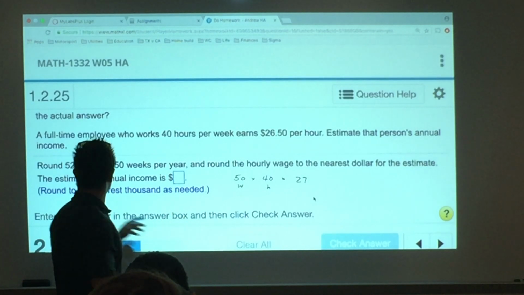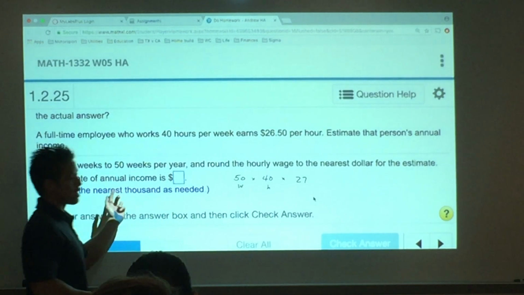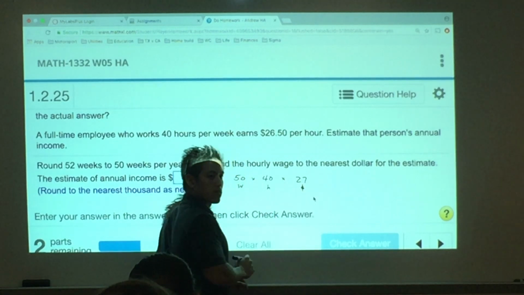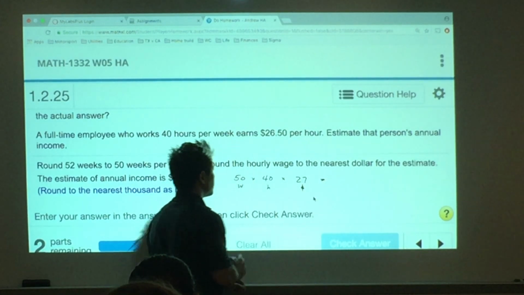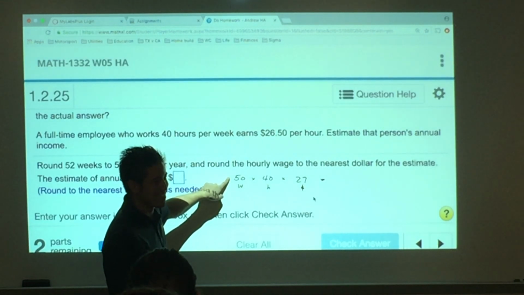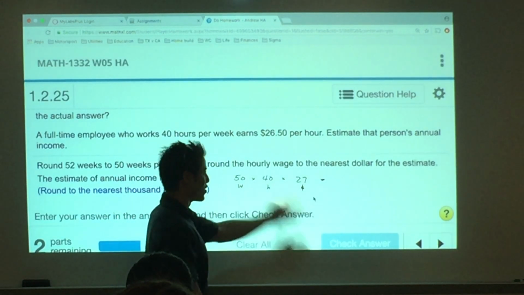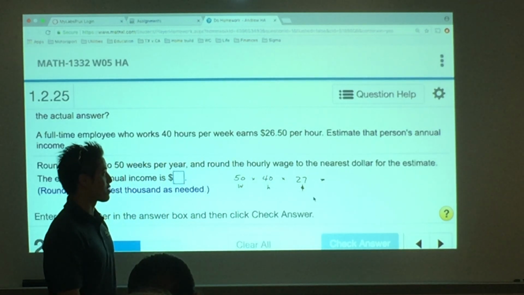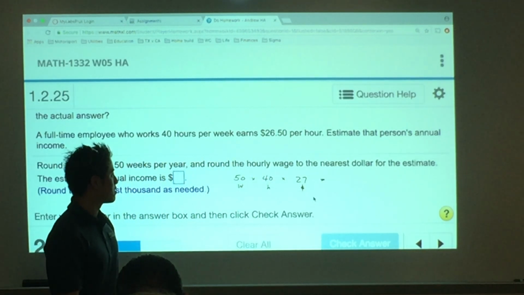So maybe 27, it says round to the nearest 1,000. We'll see at the end. So, and this is your salary, right? What is this? This is going to be 2,000. Somebody knock this out on a calculator for me. I could do it, but it'd be a lot easier if you guys do it for me. 36,000, 35,000 maybe?